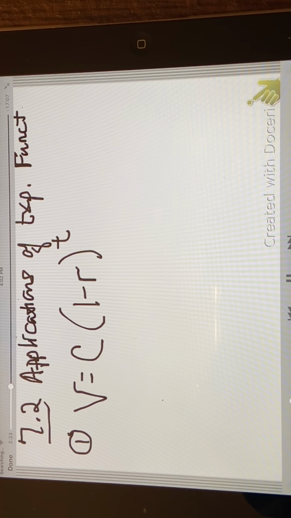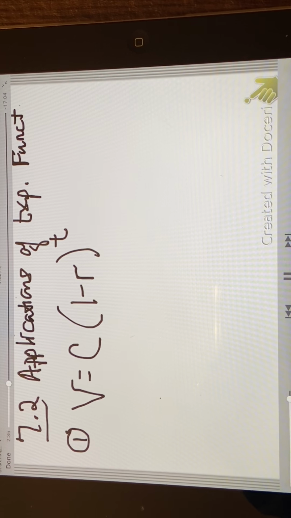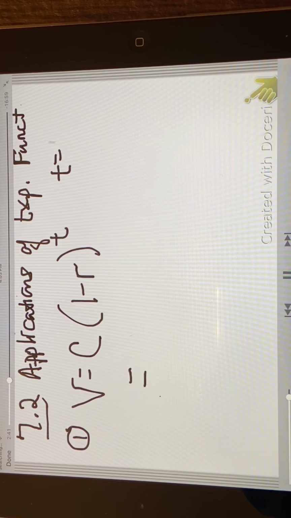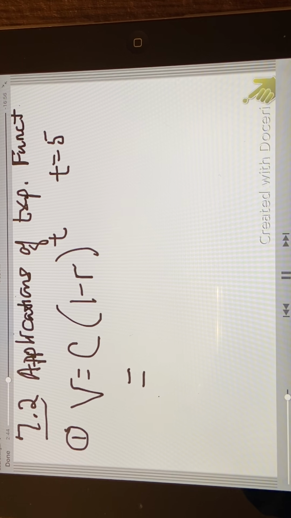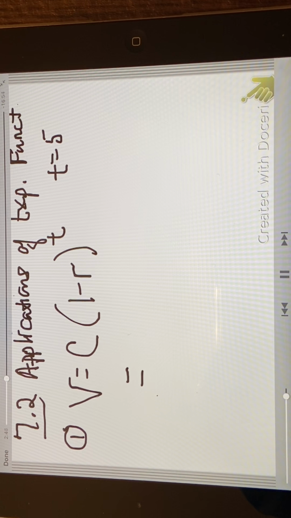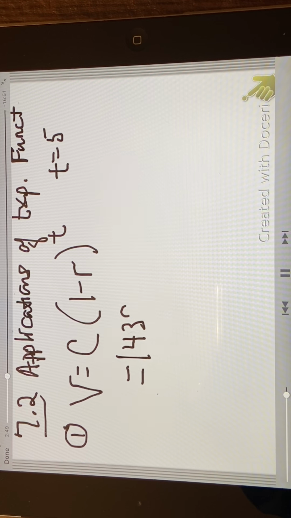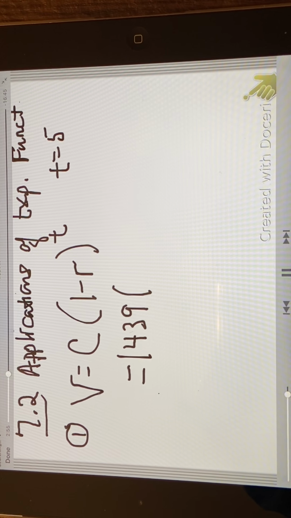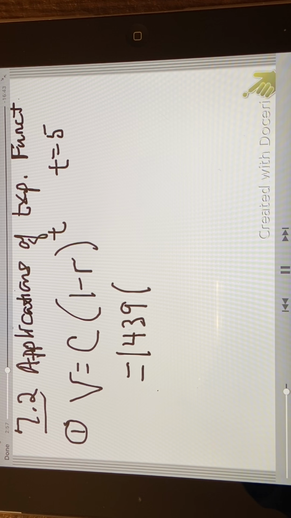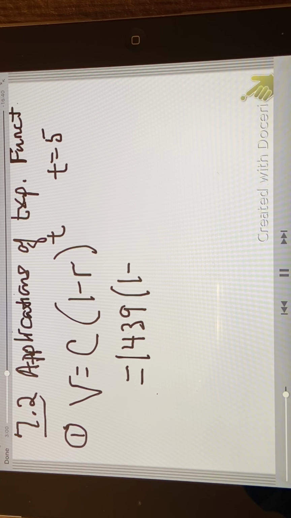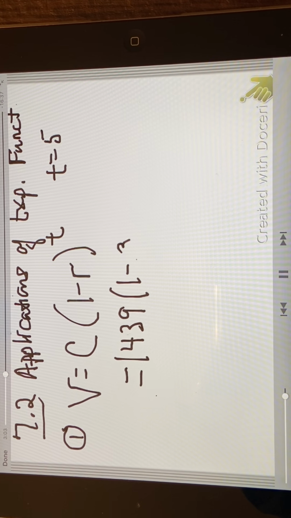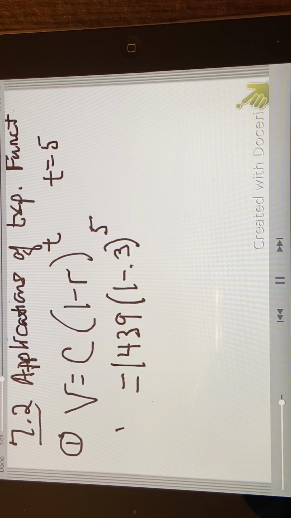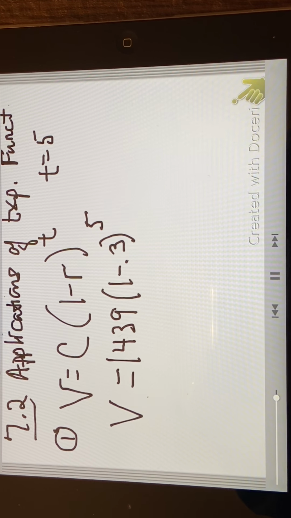And so the question says, find the value of the machine at the end of 5 years. So T is my 5. And then the original cost, well, this is C, was $1,439. And so the question says the rate of depreciation was 0.3. Well, that means 30%. 1 minus 0.3. So basically, I'm just filling in the numbers they give me, and I'm going to stick that into my calculator.